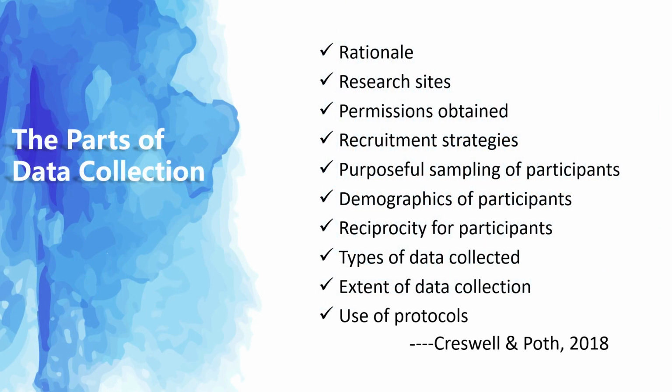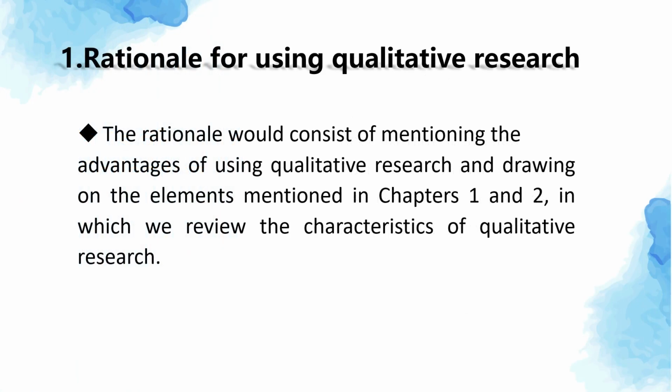The process of qualitative data collection involves several steps. In this chapter, we will spend some time reviewing the types of data that might be collected and assessing the strengths and weaknesses of each form of data. Overall, there are 10 aspects we should learn, from rationale for using qualitative research to the use of protocols. Let's begin with a rationale for using qualitative research.